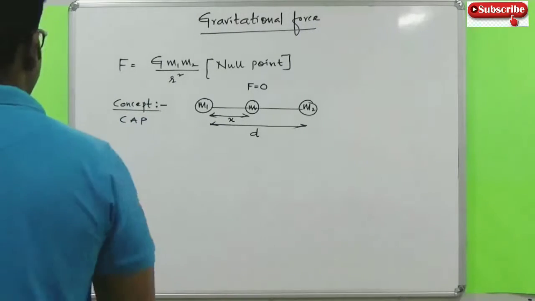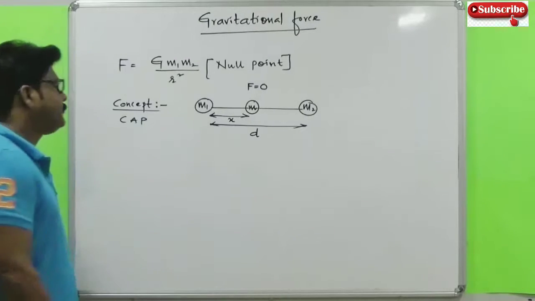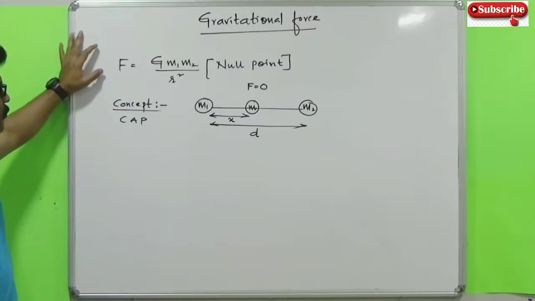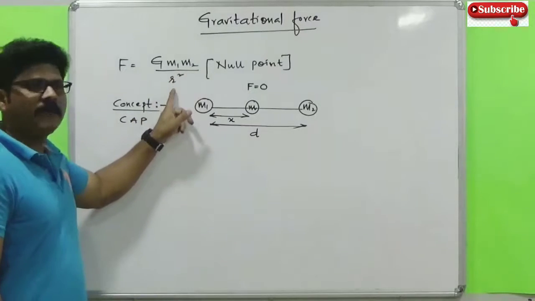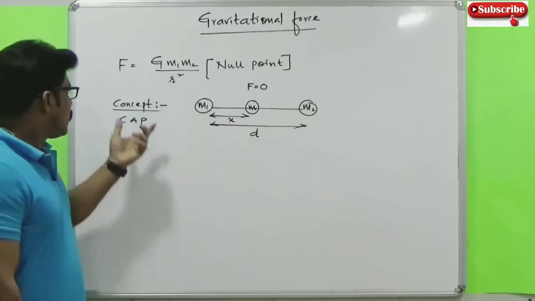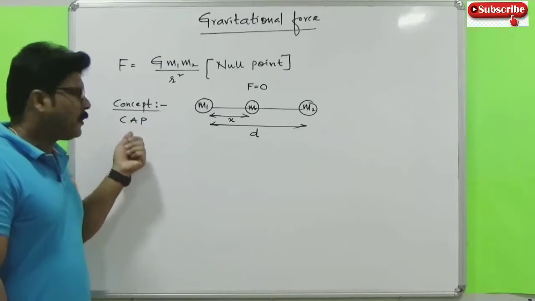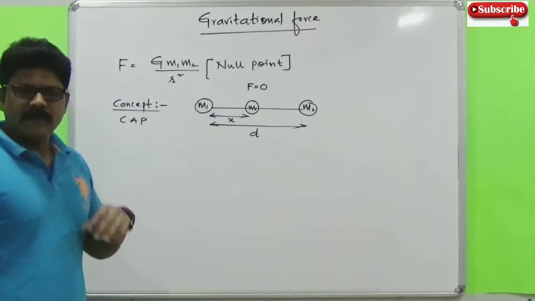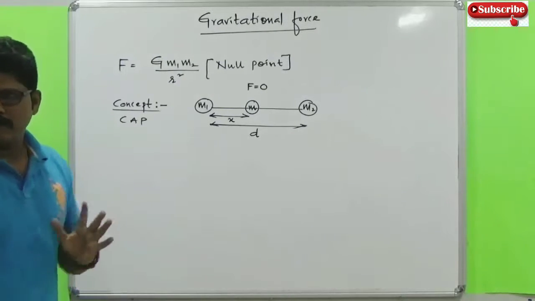Now here is the concept of the null point. The gravitational force between two bodies is G into m1 m2 by r square. So what is CAP? We call it concept, application and problem.